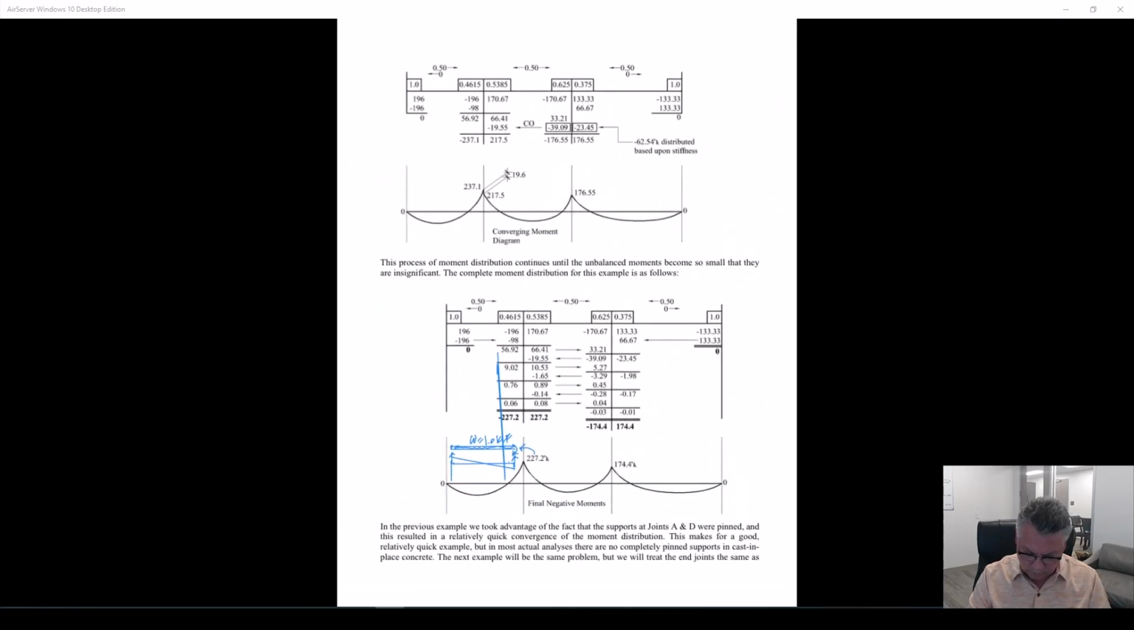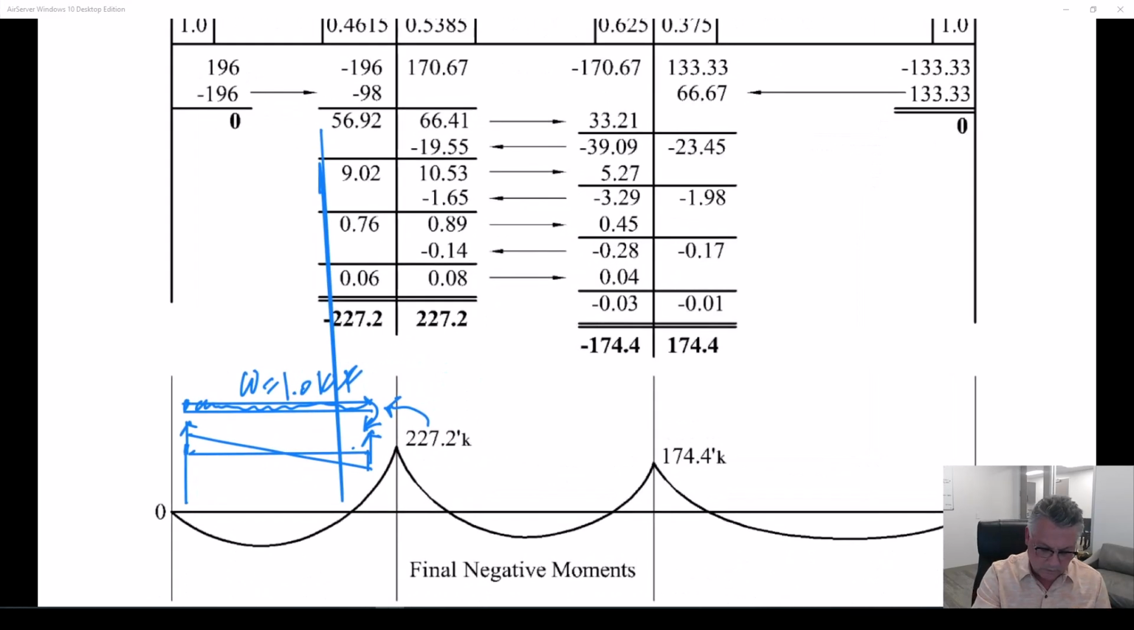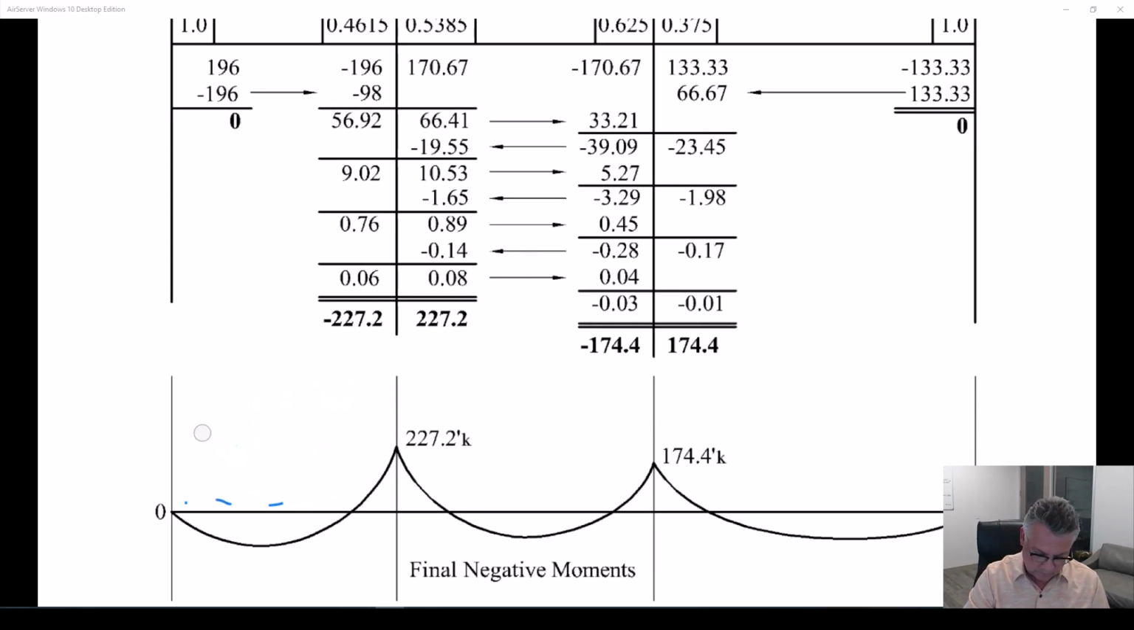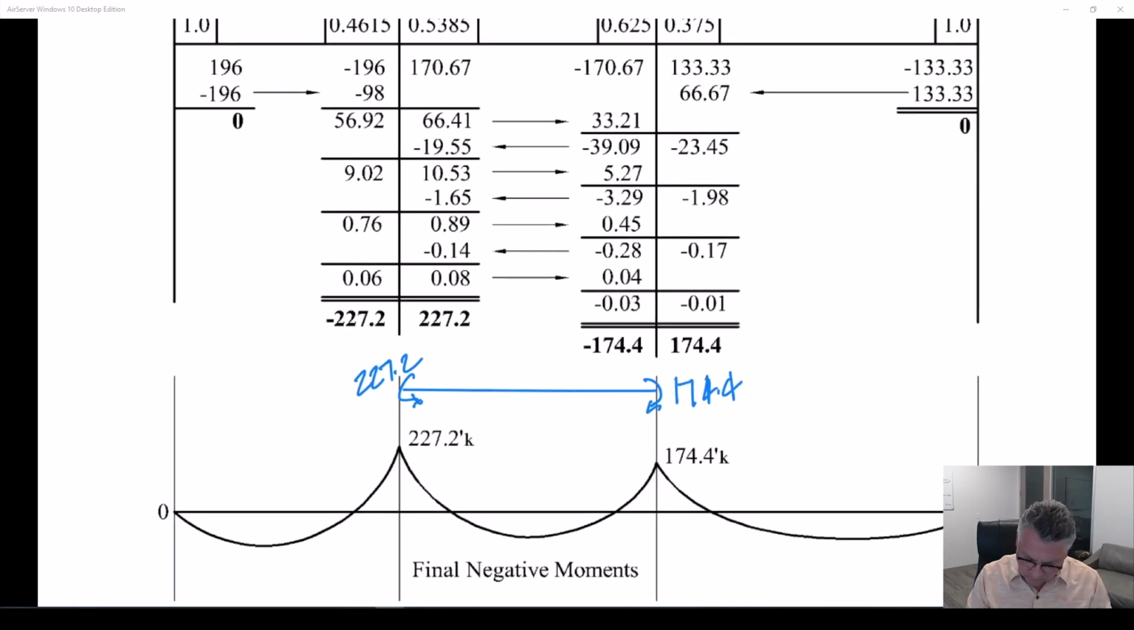So, woo, look at that. So the moment distribution literally makes every span now statically determinate. So I could jump to the third, fourth span. Just look, if I was interested in knowing what the positive moment was there. I think I had 2 kips a foot.